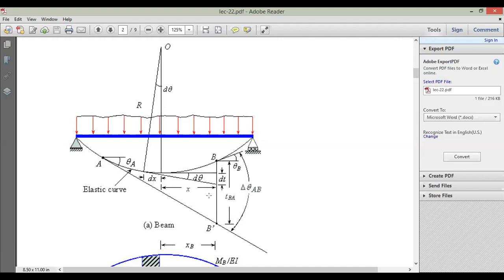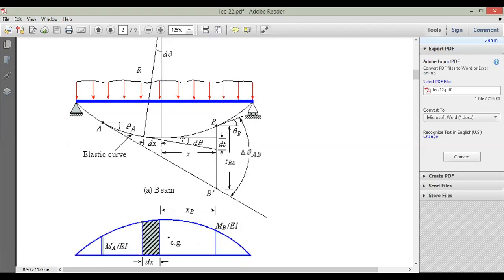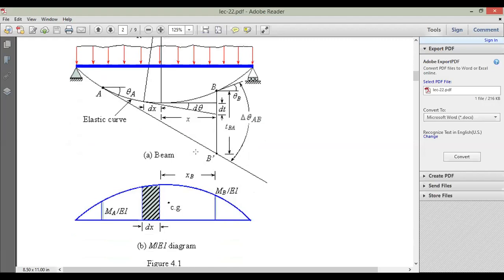X is the horizontal distance between the center point and the B dash, B point, and dx is the deflection of a point from the original position. This was the earlier position, and now this has moved to this position. So this is in the case of sagging. Again, in the case of hogging, we have this.